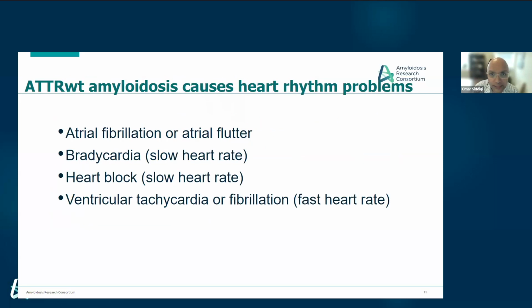We can also see heart rhythm problems. The heart has an intricate electrical conduction system, and when these protein fibrils deposit in the electrical system, they can cause short circuits that can cause arrhythmias like atrial fibrillation or atrial flutter, or arrhythmias from the bottom chambers of the heart called ventricular tachycardia or ventricular fibrillation that can actually cause the heart to stop and the person to die. You can also get slowing of the heart rate, known as bradycardia, or various kinds of conduction abnormalities called heart block.